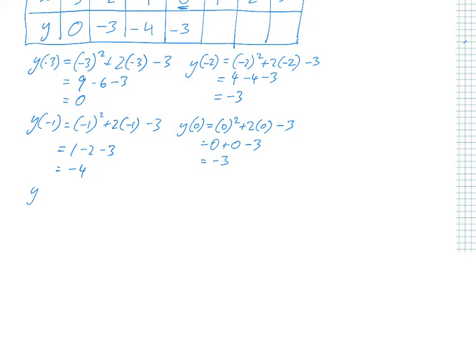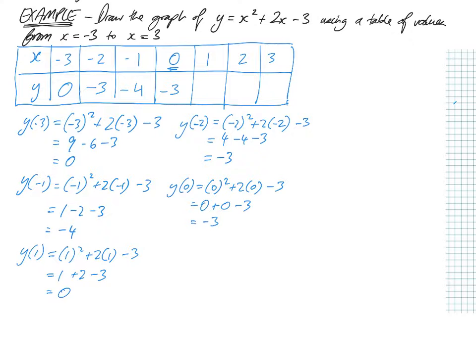What is y when x is 1? 1 squared plus 2 lots of 1, take 3. 1 plus 2, take 3. 3 take 3 is 0. So when x is equal to 1, y is equal to 0.